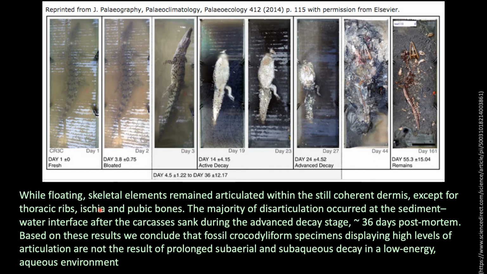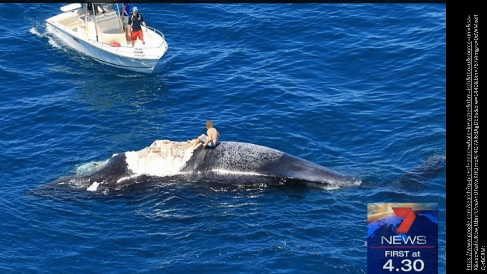It says, while floating, skeletal elements remained articulated. The majority of disarticulation occurred at the sediment-water interface after the carcass sank during the advanced decay stage, about 36 days post-mortem. Based on these results, we conclude that the fossil crocodile specimens displaying high levels of articulation are not the result of prolonged subaerial and subaqueous decay in a low energy aqueous environment. Dead whales float and are subject to scavenging, probably by sharks, and decay by bacterial action. Eventually, they may sink to the bottom of the ocean, but we saw at the Titanic that 105 years after laying on the bottom, they would be completely disintegrated.